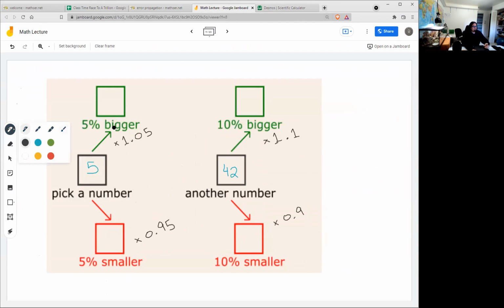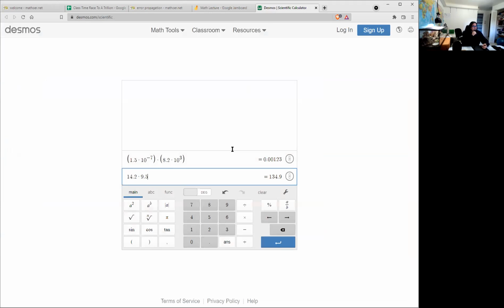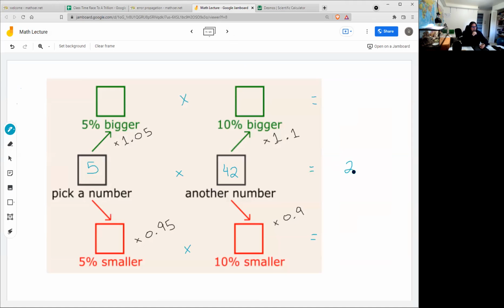So I'm going to say, let's start. Should we add, subtract, multiply, divide? Which operation do you want? How about we multiply? So what is 5 times 42? 210. Ready when you are, Rick.